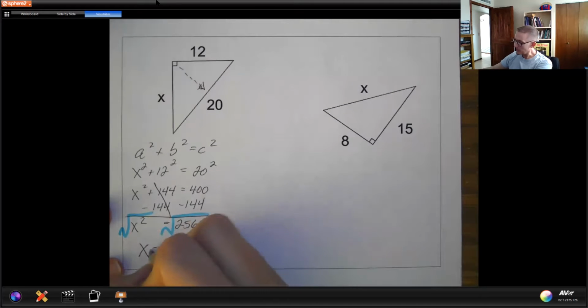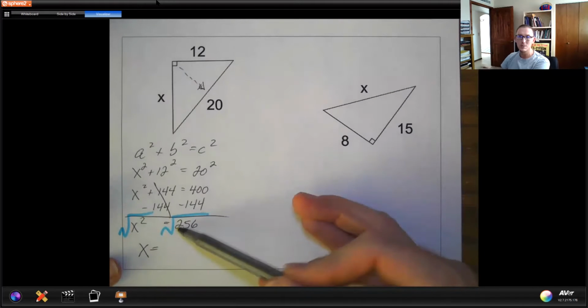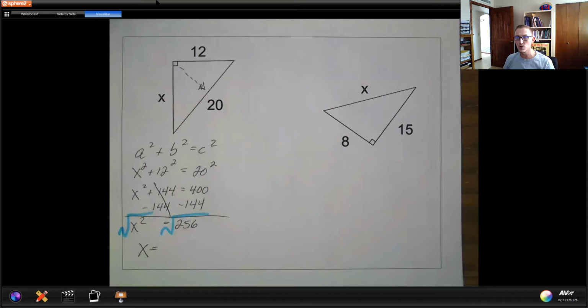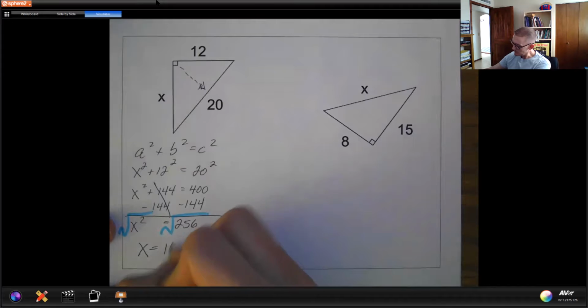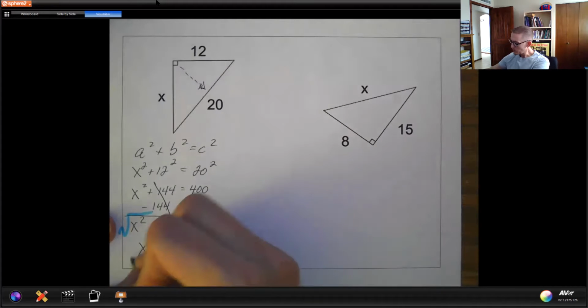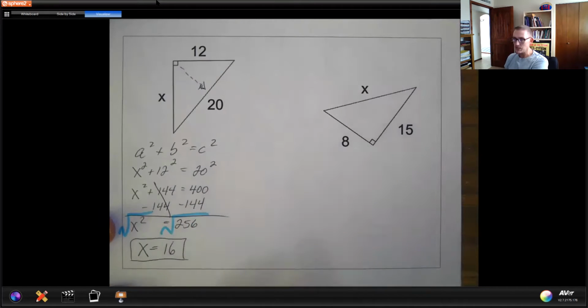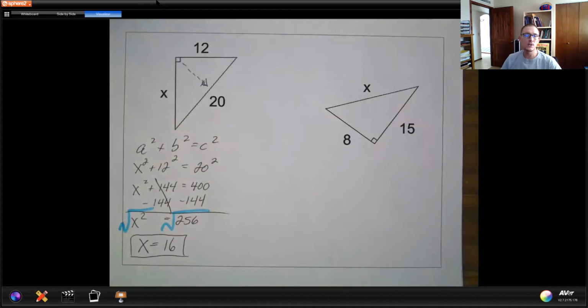If you have a calculator, you can go ahead and use this symbol in the calculator. If you're going to use your online Desmos, you can do that as well. But the square root of 256 is going to be 16. So for this particular triangle, our missing side length is 16. Initially, all of these are going to work out nicely, but eventually that's not going to be the case.